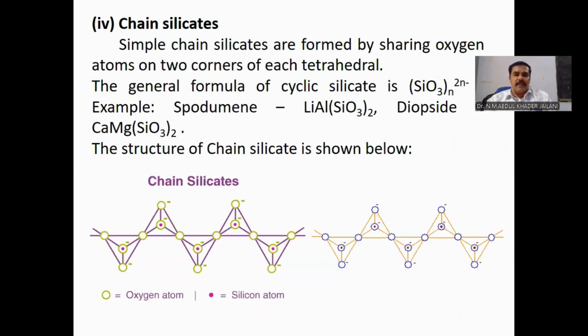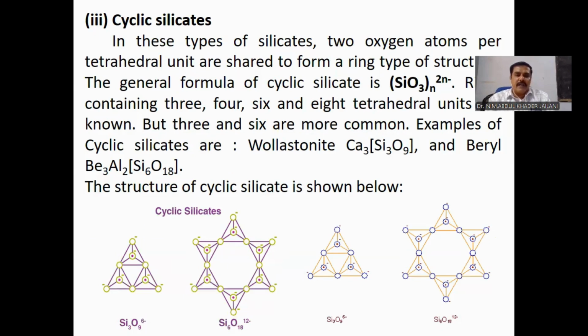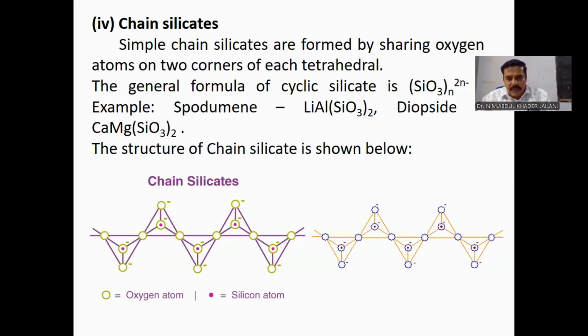And the fourth one is chain silicates. Here, simple chain silicates are formed by sharing oxygen atoms at 2 corners of each tetrahedral unit. The general formula is the same as we studied in the cyclic silicate. The oxygen atoms shared at the two corners of each tetrahedron give the chain silicate.